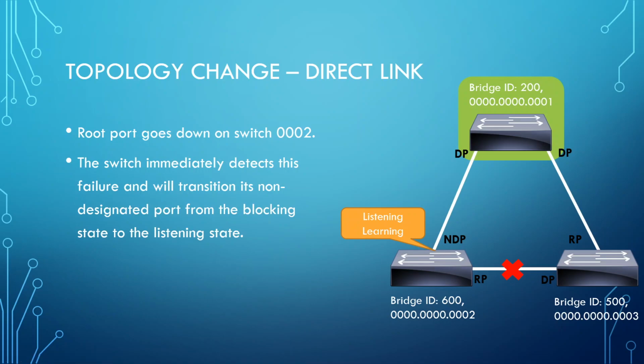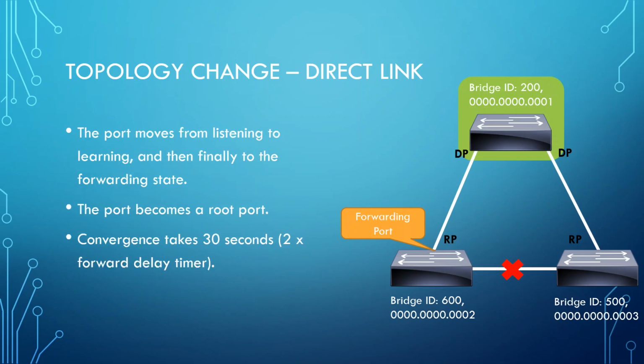So for 30 seconds, guys, the devices which connect to this switch are going to be without any connection to the network at all. They will be able to communicate with each other, but not with the rest of the network. It takes 30 seconds for that port to actually come up, go into forwarding, and then we make that port our root port. And the reason why convergence takes 30 seconds is because it's twice the forward delay timer. So we stay in the listening state for the duration of the forward delay timer, then we stay in the learning state for the duration of the forward delay timer.